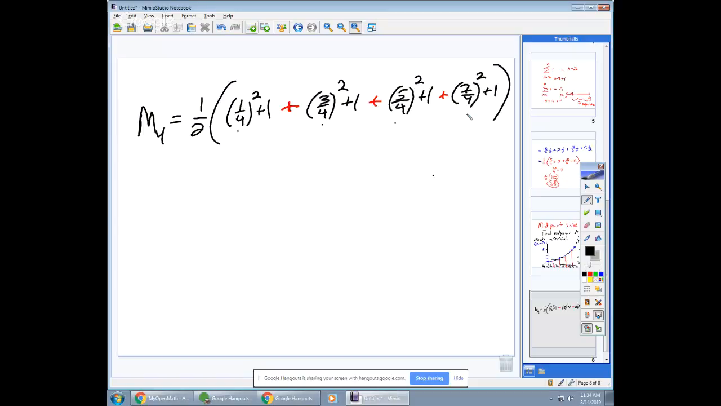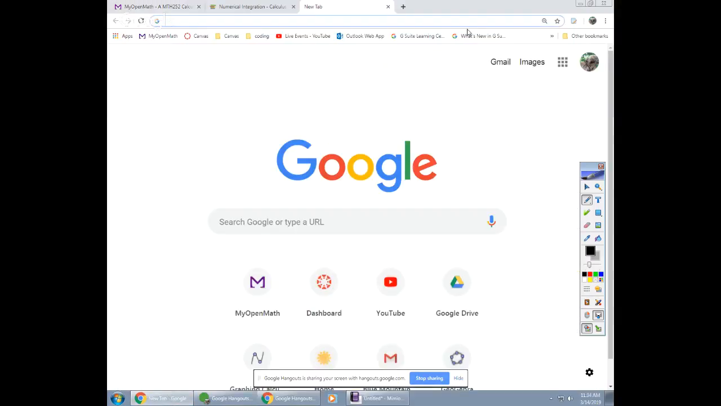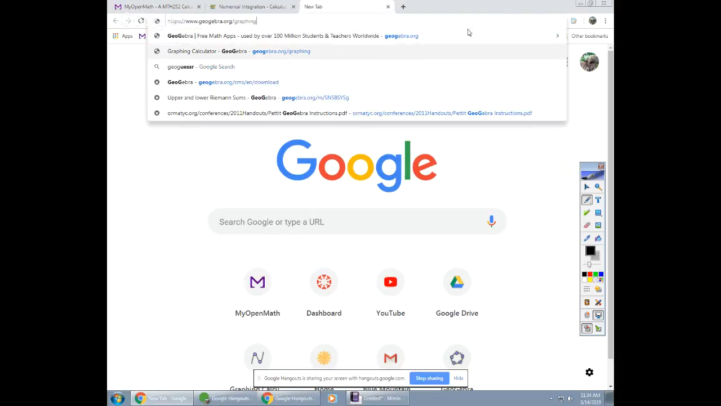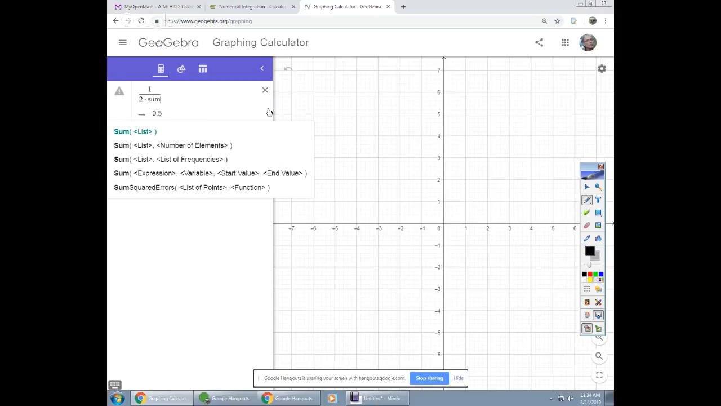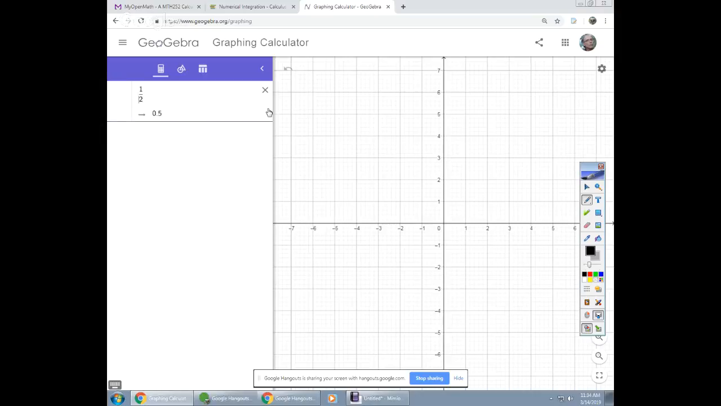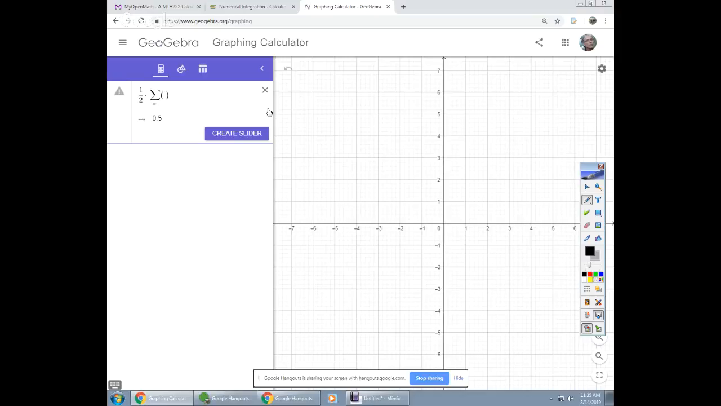Who's fastest on the calculator? What do we get here? Let's see, GeoGebra. You already got it? Oh, 1/2 times. I'm going to try using the sum formula, maybe see if I can do that here. Does GeoGebra have a sum in it? Parentheses, and expression, yeah. So okay, so I'm going i from 1 to 4.